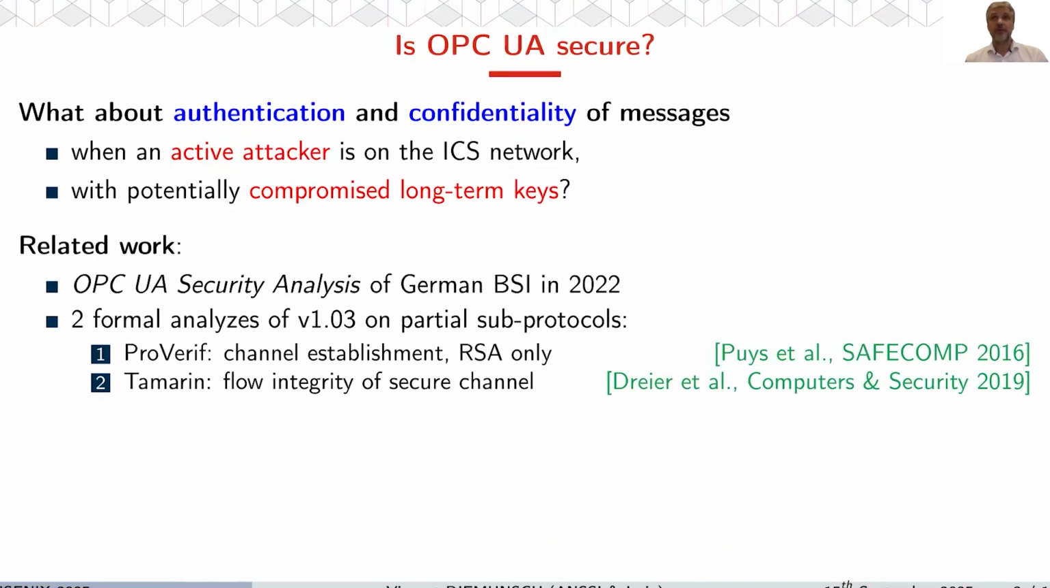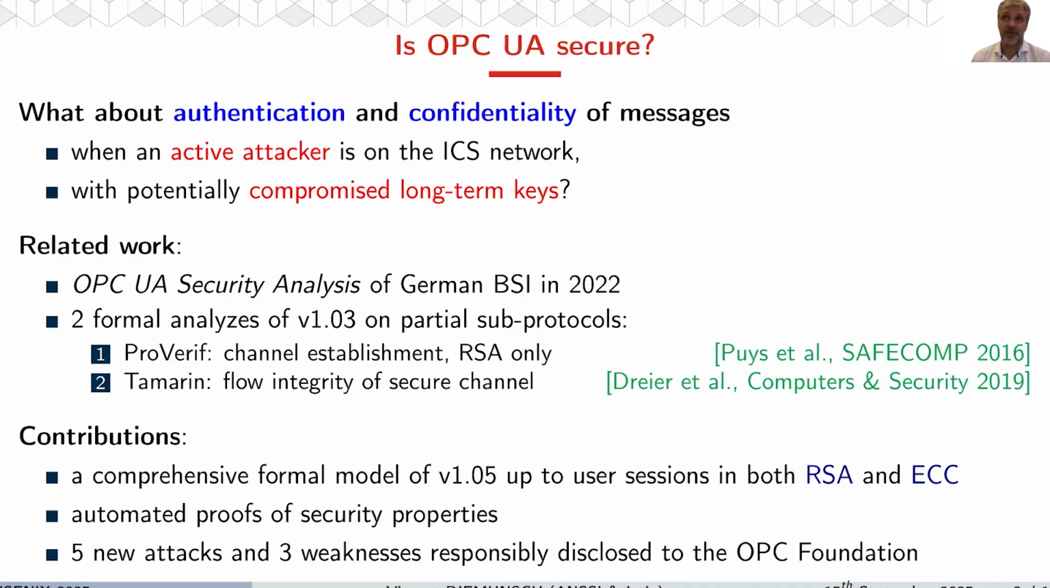On the topic of OPC UA security, we found as related work the OPC UA security analysis of the German BSI in 2022 and two formal analyses of version 1.3 on partial subprotocols. The first one, conducted with the tool ProVerif, examined the establishment of secure channel symmetric keys in RSA only. The second one, conducted with the tool Tamarin, proved the flow integrity property of secure channels, but without considering key establishments.